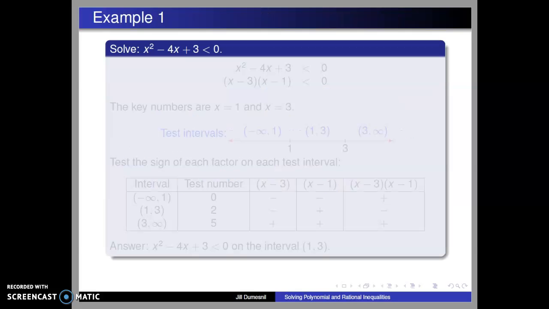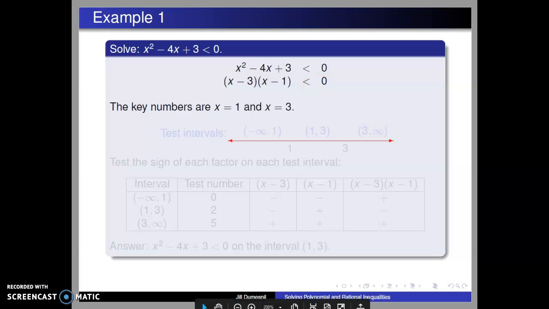Solve the inequality x squared minus 4x plus 3 less than 0. Notice that we have a quadratic inequality. We can factor the quadratic expression as x minus 3 times x minus 1. The key numbers are numbers where any of the factors equal 0. Thus, in this problem, the key numbers are x equals 1 and x equals 3.